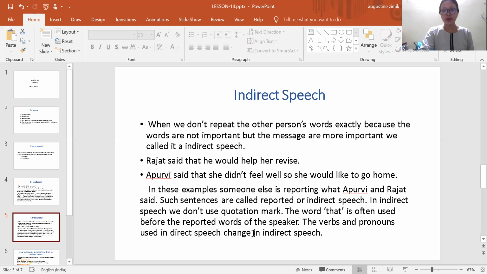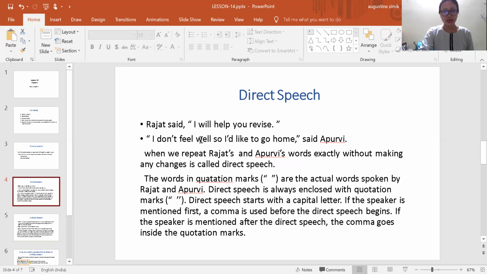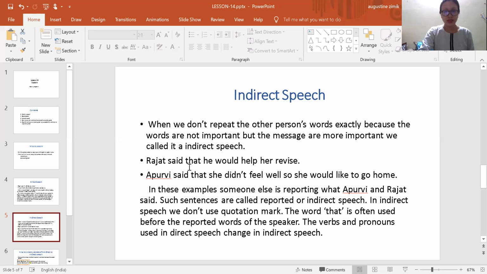The verbs and pronouns used in direct speech change in indirect speech. Let me show you in the previous example. Here I have used I. I is changed into what? He. See, I have changed the pronouns. Rajat said, I will help you revise. But in the second example, in indirect speech, I have used Rajat said that he would help her revise. See, I have changed the pronouns from I to he.